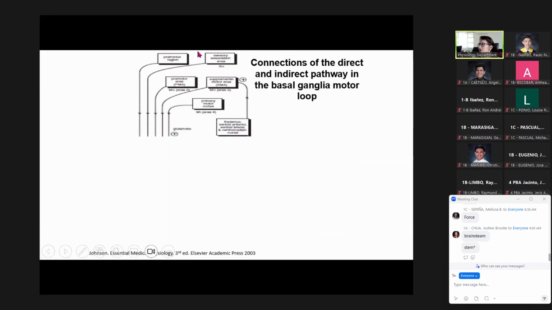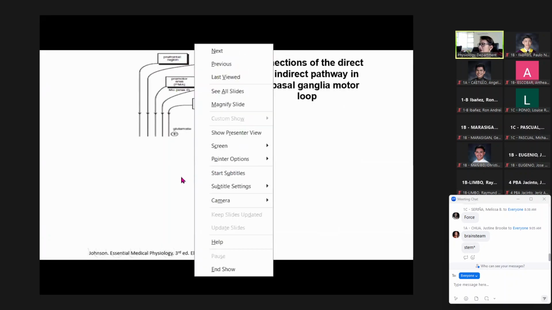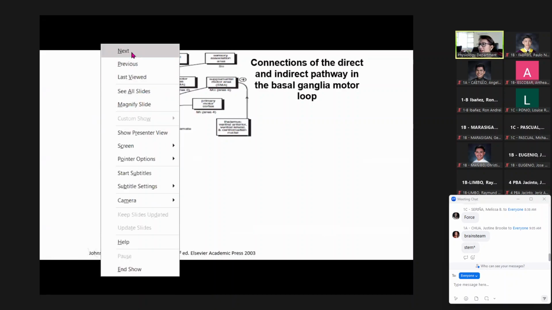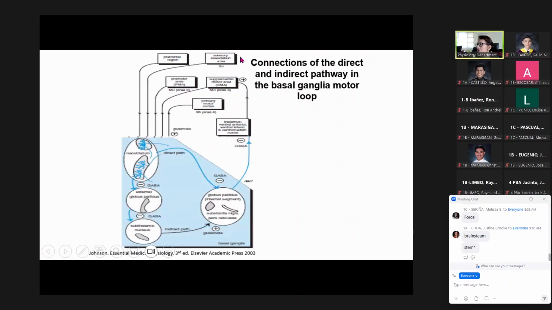So let's take a look at the connections. Ayan, ito. What are these? These are actually the parts of the cerebral cortex that will be sending afferent impulses to your basal ganglia. Itong mga to, they will be sending afferent impulses to the basal ganglia. So in the basal ganglia, we'll have the direct and the indirect pathways. So ito yung direct pathway. So ito yung indirect pathway.